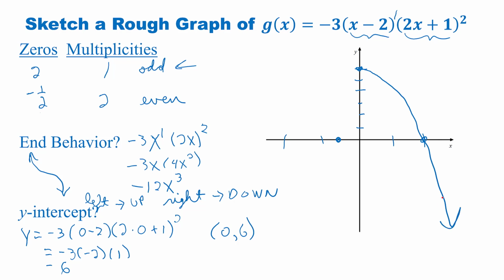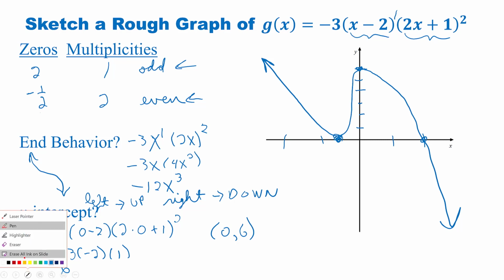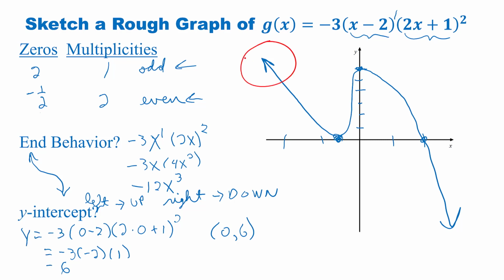And at x equals negative 1/2, an even multiplicity tells me I want to simply bounce off the x-axis at that point. So our graph is going to look something like this. And this is it. We do check the end behavior, though, maybe at the end, to see we are heading up as we go to the left, and we are heading down as we go to the right.